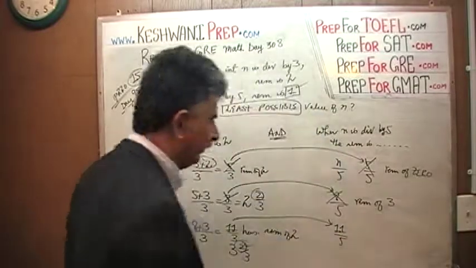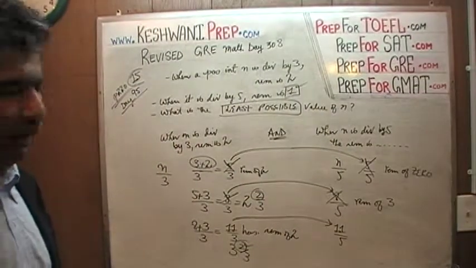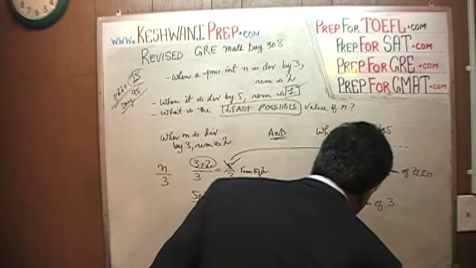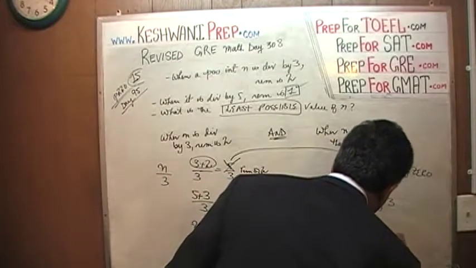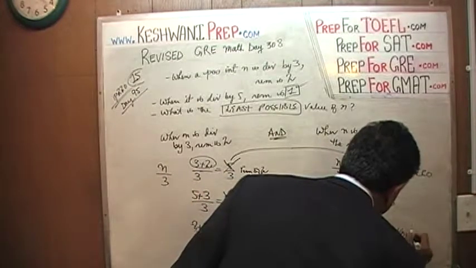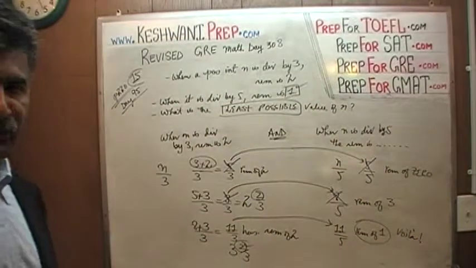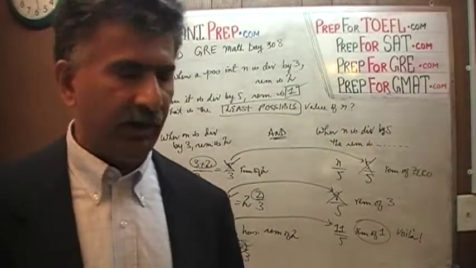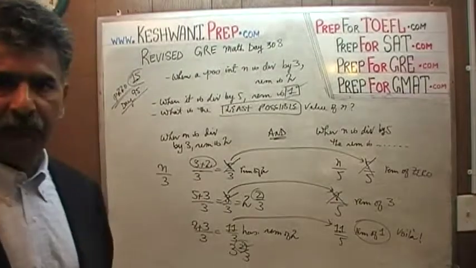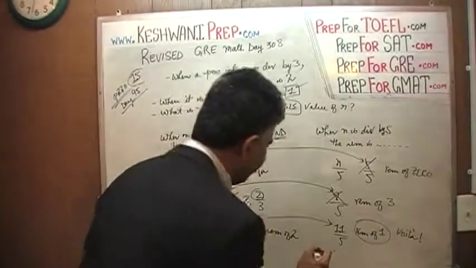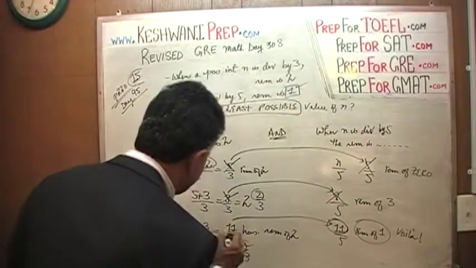Divided by 5. And what do you suppose will happen when you divide 11 by 5? We will get a remainder of 1. Voila! I get so excited that I even spell it out. Voila! There we go. We found the bloody thing. The answer is 11. 11 is the guy.